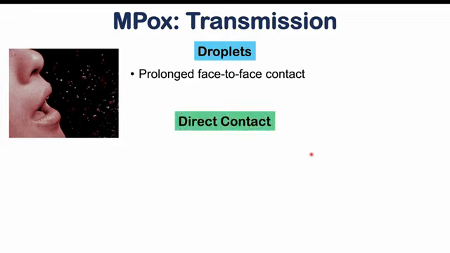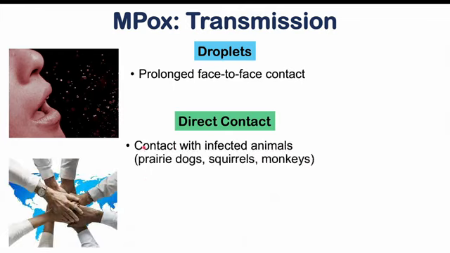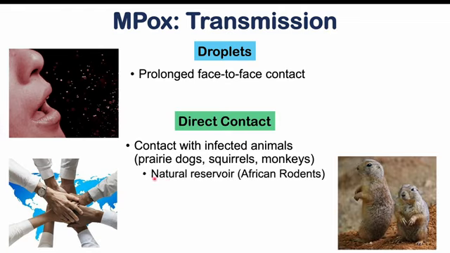Another very important way that this virus can be transmitted is through direct contact. So some of the ways that this has been previously transmitted via direct contact is through contact with infected animals. So these include prairie dogs or squirrels or monkeys or pigs or other animals as well, including hedgehogs. And it does seem to be the case that the natural reservoir for this particular virus is African rodents. We mentioned before that humans are incidental hosts. Monkeys are also incidental hosts as well.